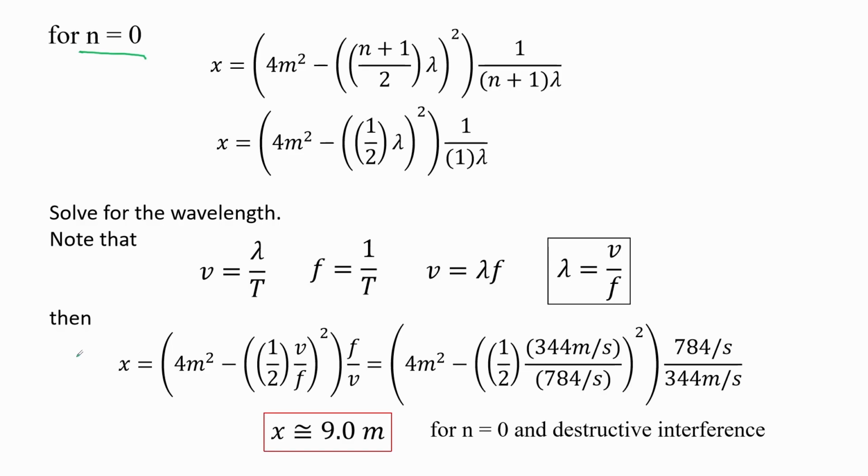So, when we substitute this into our general expression, we get that the value of x is about 9 meters for n equal to 0. That produces a destructive interference. You can also get the succeeding destructive interference by substituting values of n equal to 1 and so on.